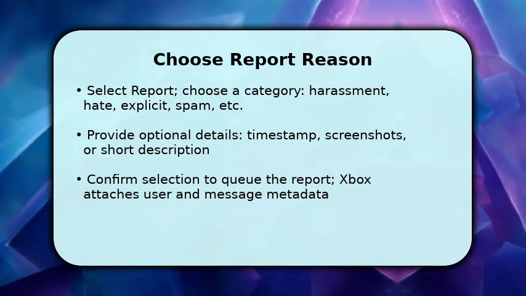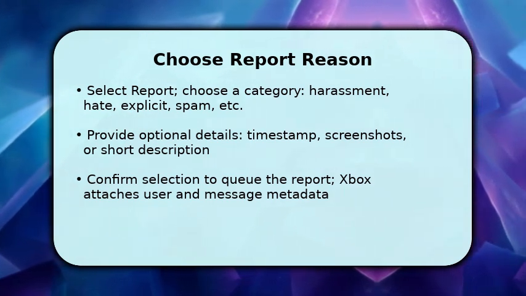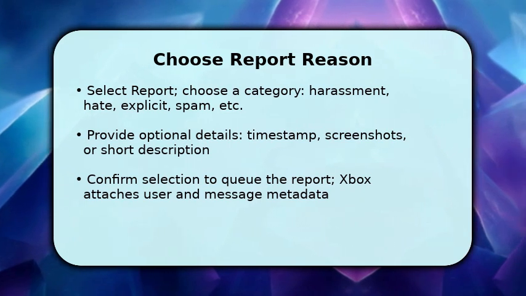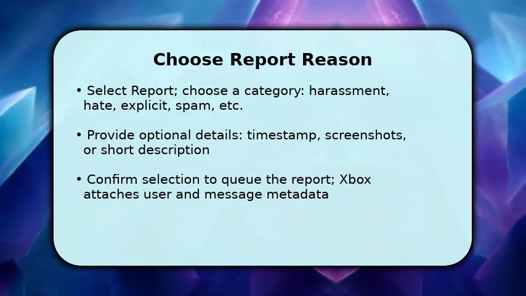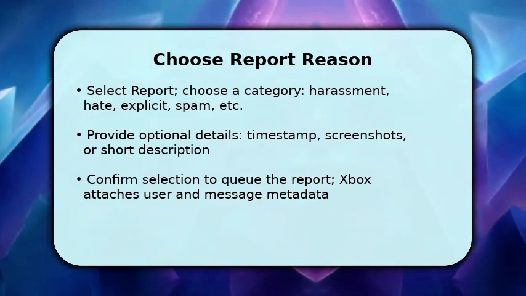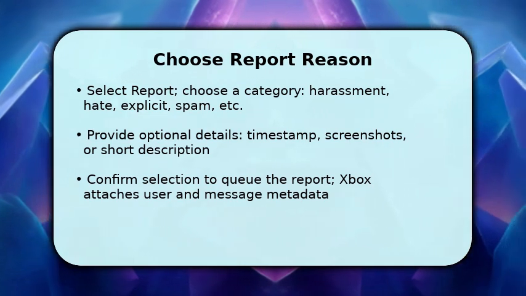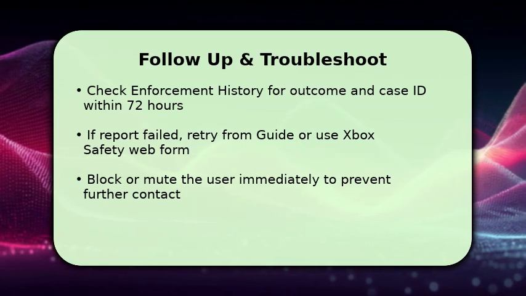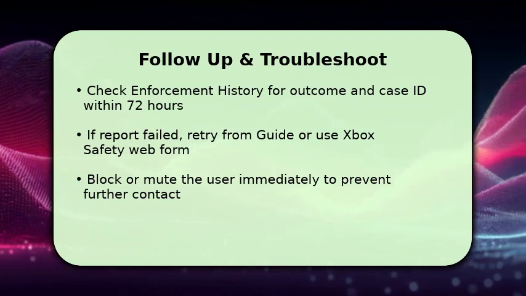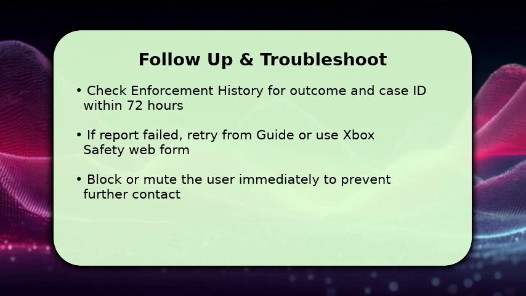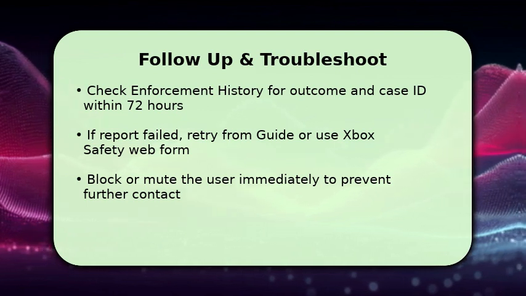Make sure to confirm your selection so the system queues the report. Xbox will attach user and message metadata automatically, which is why your chosen reason and added details improve the chances of an appropriate outcome. Finish by checking enforcement history in Settings or online to see the case ID and outcome. Decisions often appear within 72 hours.